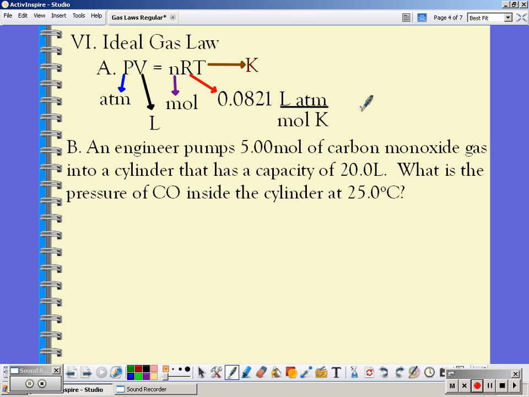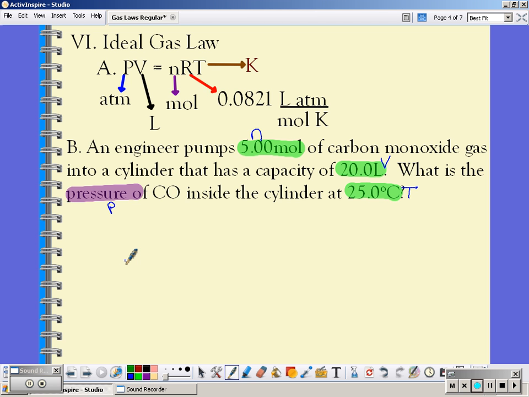So if I look at my first example, I'm given moles, which is my amount, N, 20 liters, and liters is my volume, 25 degrees Celsius, that would be my temperature. I'm looking for what is the pressure. So I'm looking for P. Well, I'm going to use the ideal gas law. So my pressure will have to be in ATM. That's what I'm looking for.